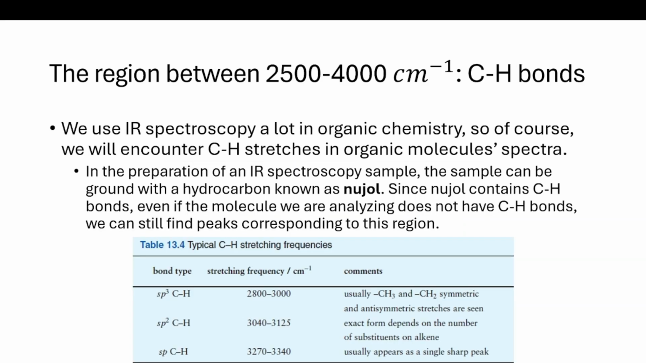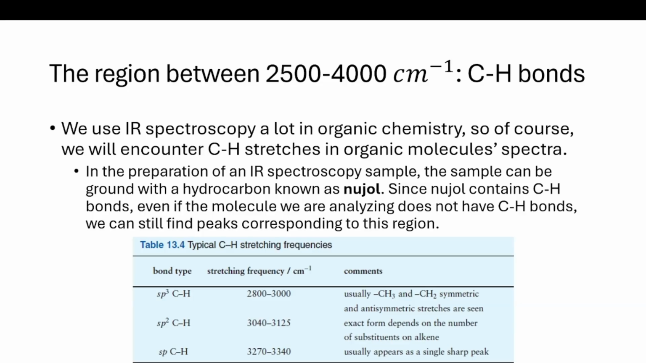Now, if I go back to this table here, we can see that it depends on the specific type of hybridization. Take for example an sp3 carbon to hydrogen bond. That's going to correspond to something like the bond between carbon and hydrogen in methane.